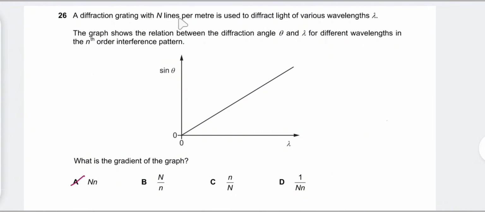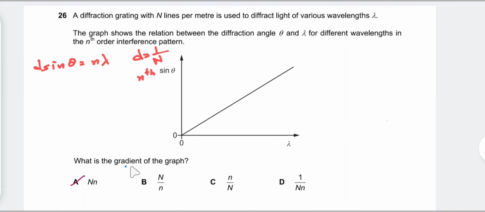26. A diffraction grating with n lines per meter is used to diffract light of various wavelength lambda. Since it is a diffraction grating question, we can use the formula d sine theta is equal to n lambda, and n lines per meter. So what is the value of d? We know that d is equal to 1 by n. The graph shows the relation between the diffraction angle theta and lambda for different wavelengths in the nth order interference maxima. So it is for the nth order.